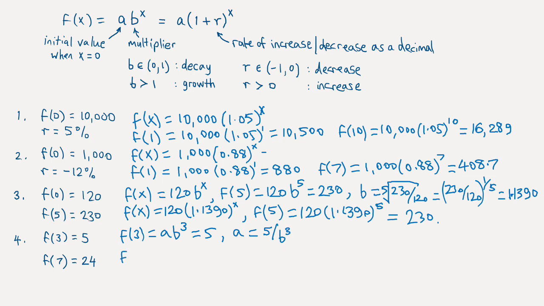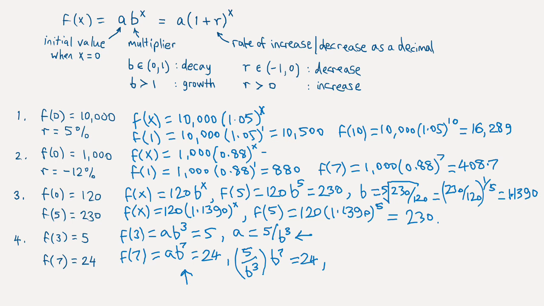Okay, what about f of 7? We're given that number as well. So that would be a times b to the 7, and we're told that that is equal to 24. So let's plug in this value of a that we just derived into this equation. So now we're going to have 5 over b cubed, that's a, times b to the 7 equals 24.